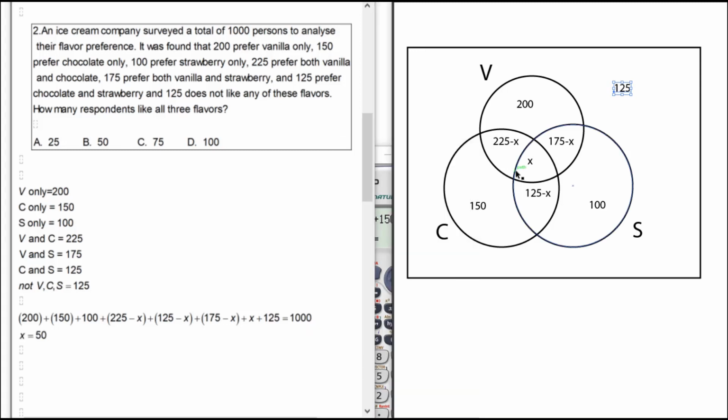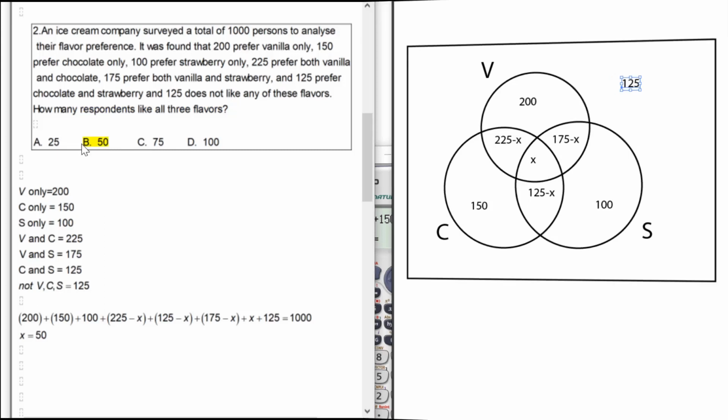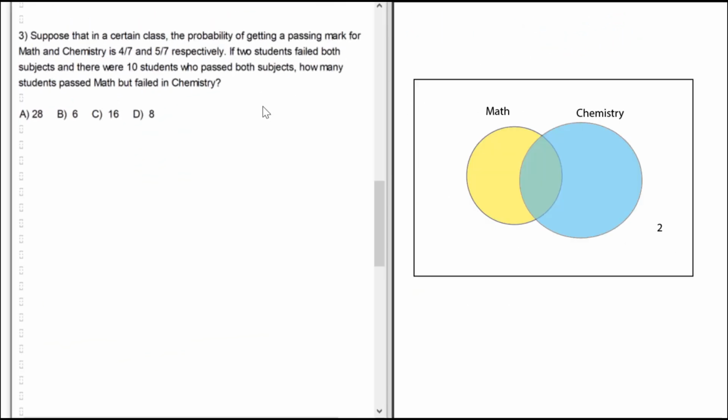And what we are asked is how many respondents like all 3 flavors. So the answer to this question is the value of X, which is 50. Therefore, the correct answer to this problem is letter B. Now let's move on to the third problem.